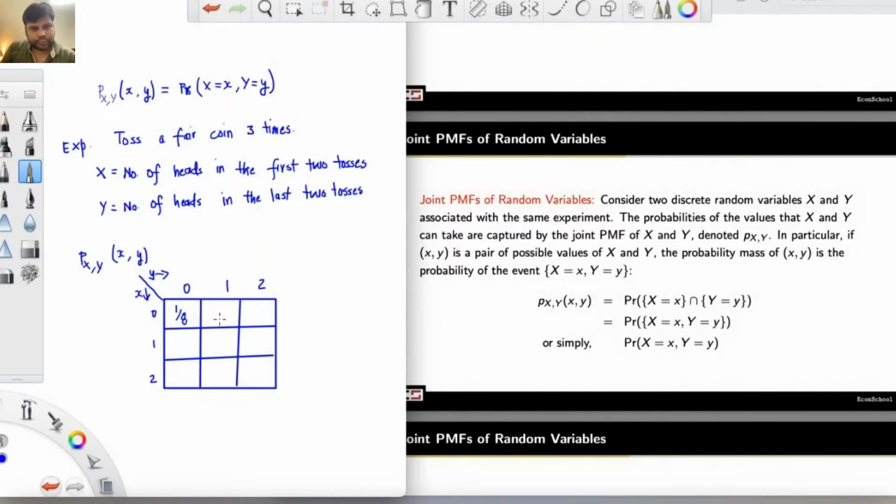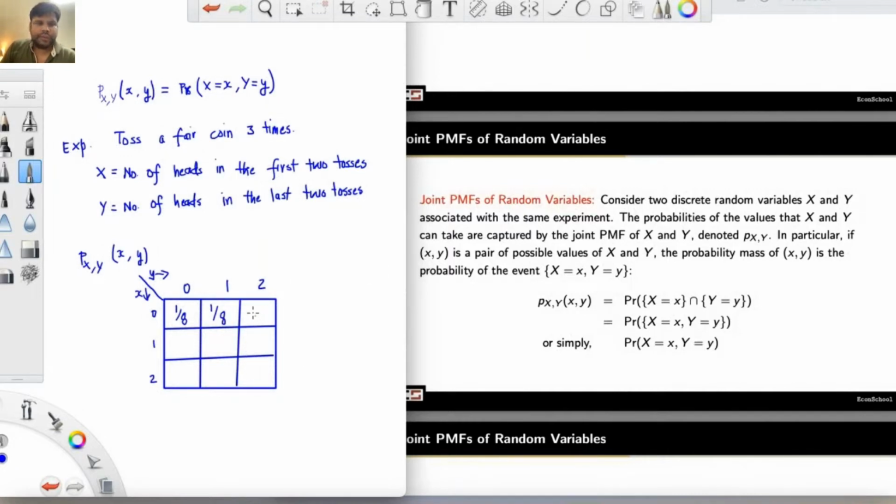Now what about this one? X is 0, Y is 1. What is the probability that X is 0 and Y is 1? 2 by 8. Why 2 by 8? There is only one possibility here, right? The first 2 are tails followed by heads. Only then X will be 0 and Y will be 1. So this is also 1 by 8, because tails, tails, heads occurs with probability 1 by 8.